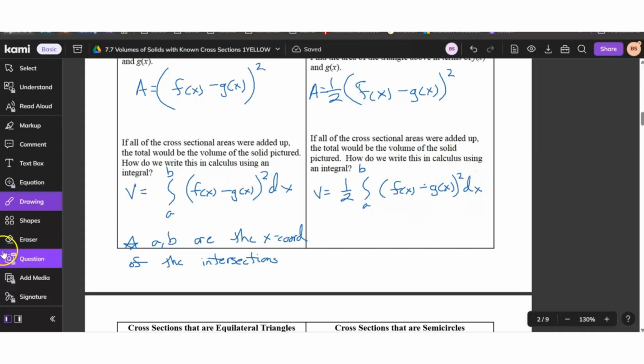Look at us go. We figured some stuff out, right? Look at us being smart.